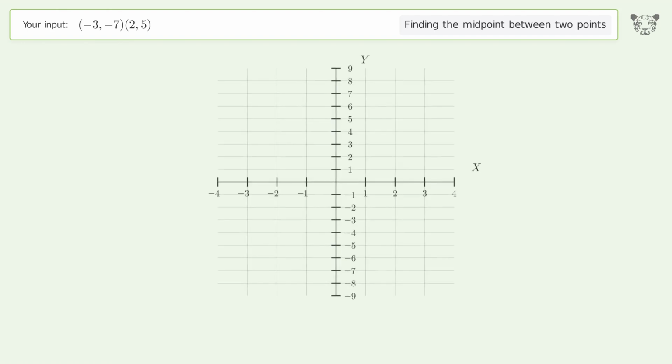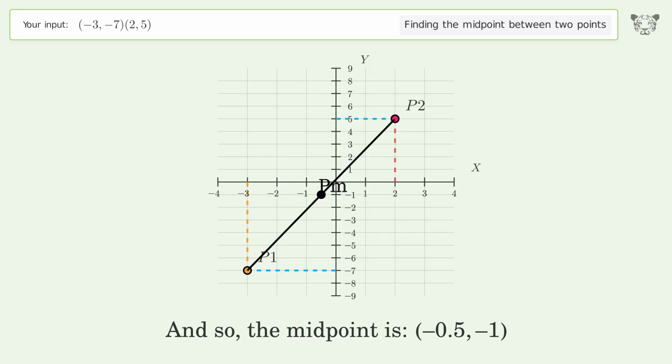And so, the midpoint is negative 0.5, negative 1.